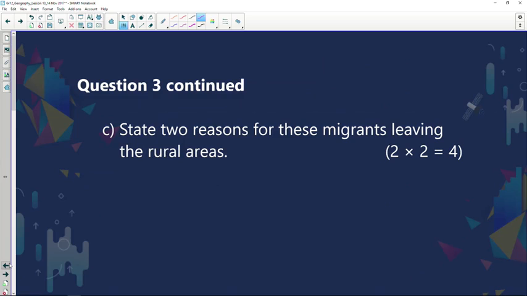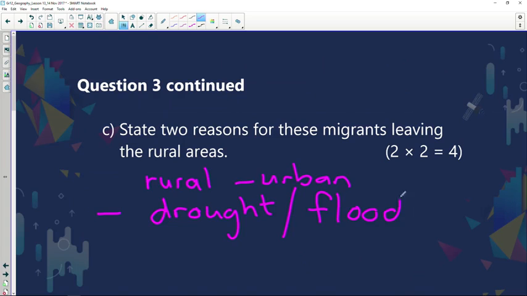State two reasons for these migrants leaving the rural areas. Once again, we're going back to settlement issues, that rural-urban migration. We talked about the push factors and the pull factors. In this case, they're talking about the push factors. Why are the migrants leaving the rural areas? It might be because the farming areas experience a drought. Unfortunately, when a drought is experienced, the farmer might pack up and sell his farm, so many of these people will be unemployed. Another reason: flooding might have occurred as well.